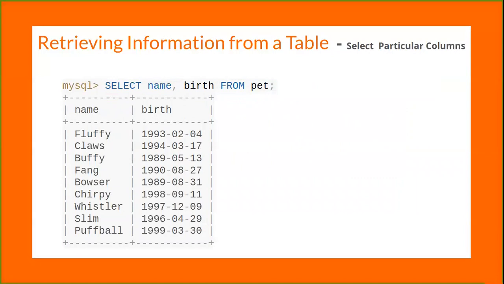You can also select particular columns. If you do not want to see the entire rows from your table, just name the columns in which you are interested, separated by commas. For example, if you want to know when your animals were born, select the name and the birth column.